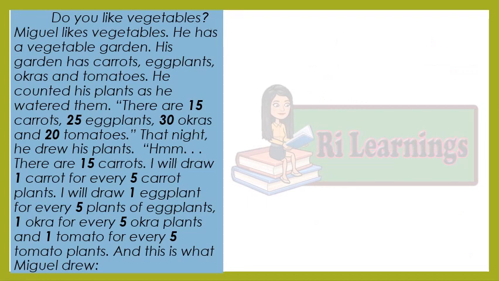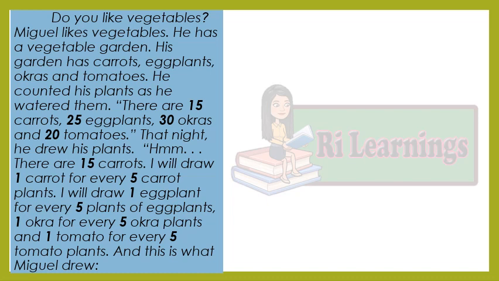Do you like vegetables? Miguel likes vegetables. He has a vegetable garden. His garden has carrots, eggplants, okras and tomatoes. He counted his plants as he watered them. There are 15 carrots, 25 eggplants, 30 okras and 20 tomatoes.